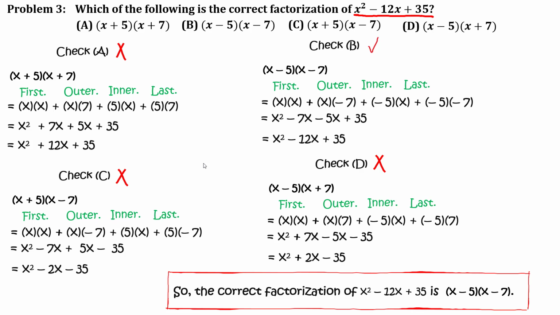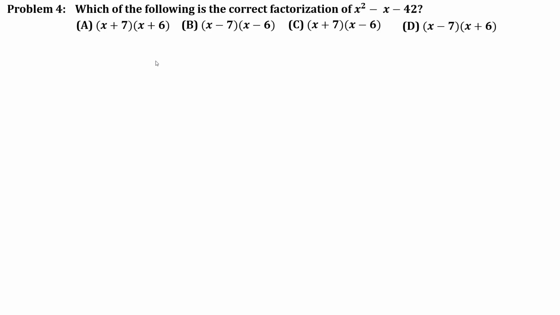So before I teach you how to factor, I just want to make sure you can recognize what the correct factorization is. So I have just a few more of these. Problem 4, which of the following is the correct factorization of x squared minus x minus 42? I have 4 answer choices, so let's check each one.